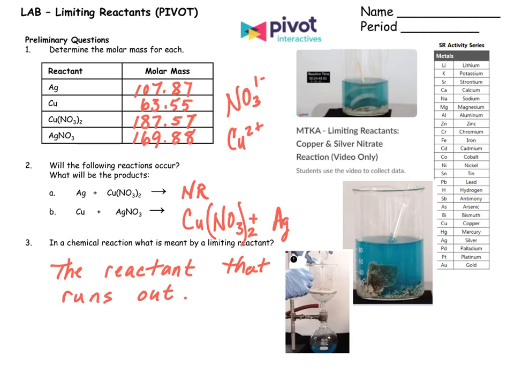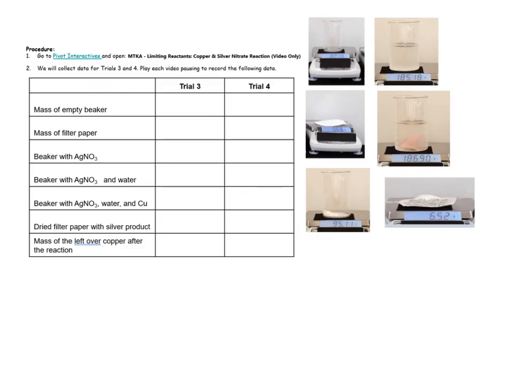Hello everyone. So you're doing the lab called Limiting Reactants on Pivot Interactives. We've done the pre-lab questions, then you went online to collect some data. You have your data table filled in, now you want some help with the calculations. Now, let me do this. I'm going to fill in the data table for trial number 1, which we had in the beginning video there.